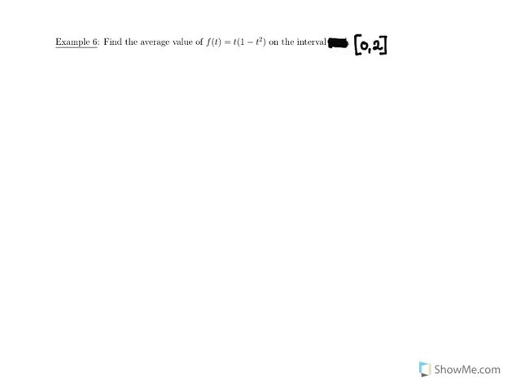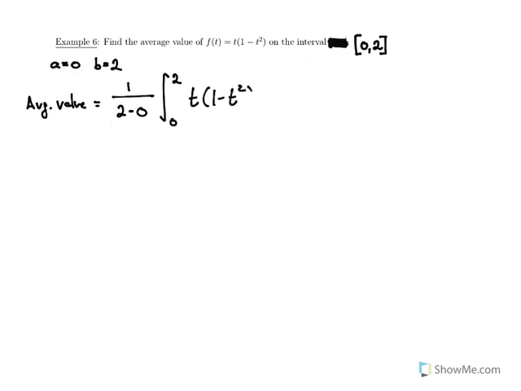Find the average value of this function, t times 1 minus t squared, on the interval 0 to 2. So in this case, a is 0, b is 2. So the average value is going to be equal to 1 over b minus a times the integral from 0 to 2 of t times 1 minus t squared dt, as that's the variable that we're dealing with. This will be a 1/2 integral from 0 to 2.